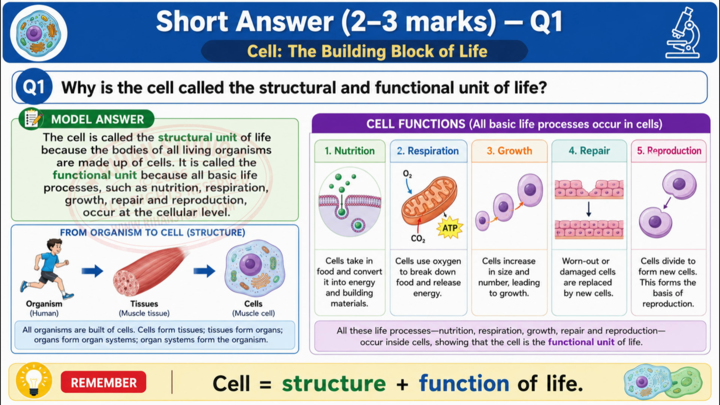Short answer with model answers. 1. Why is the cell called the structural and functional unit of life? Model answer. The cell is called the structural unit of life because the bodies of all living organisms are made up of cells. It is called the functional unit because all basic life processes, such as nutrition, respiration, growth, repair, and reproduction, occur at the cellular level.